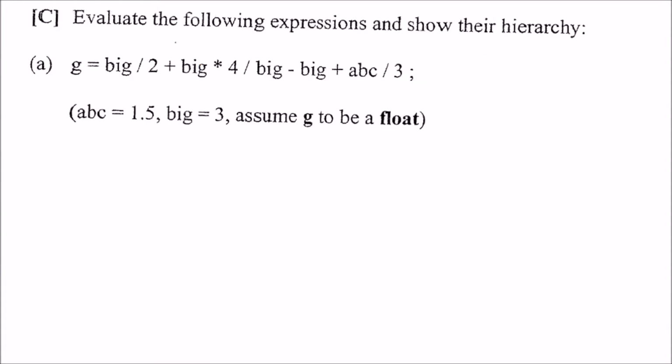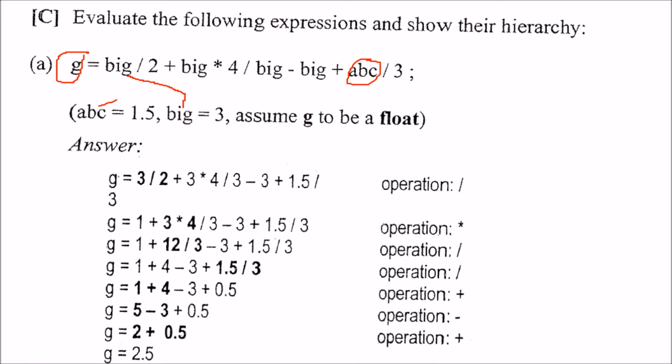Now we have to evaluate these expressions and show their hierarchy also. How to show this? In place of ABC we will put 1.5, big we will put 3, and we'll assume G to be float, so the answer will come in float. So let us start. First of all, we know that division and multiplication, and also modulo, have the highest precedence, followed by plus and minus. And if you have a bracket, it has the first preference.